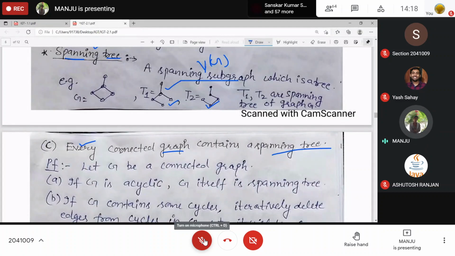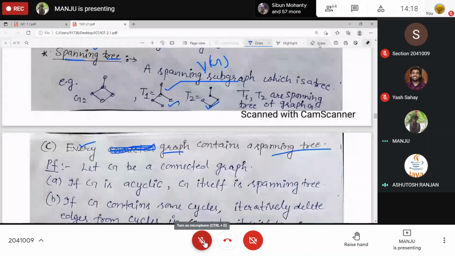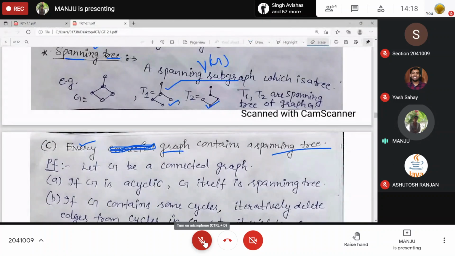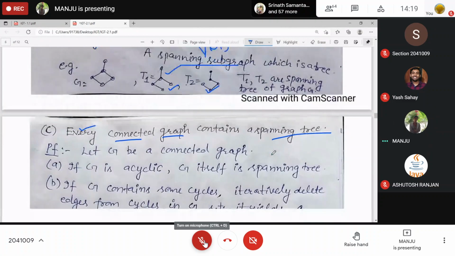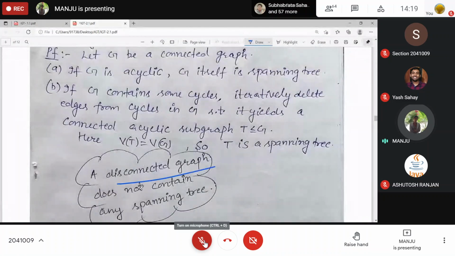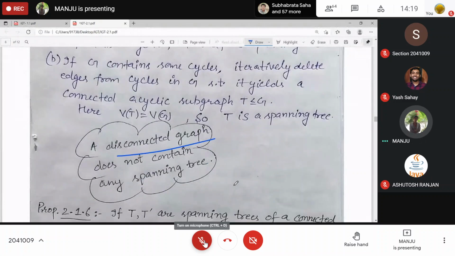Is it true? Every graph contains a spanning tree. Ma'am, if it is disconnected, then it cannot be possible. If it is disconnected, then it will not be a tree, right? So it has to be connected. So a disconnected graph does not contain any spanning tree.